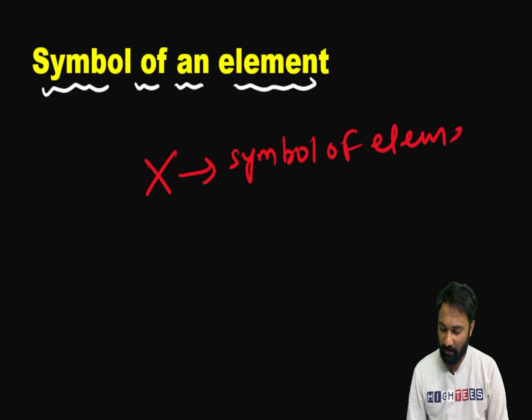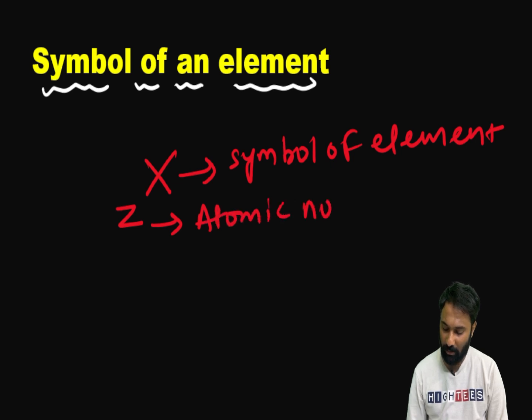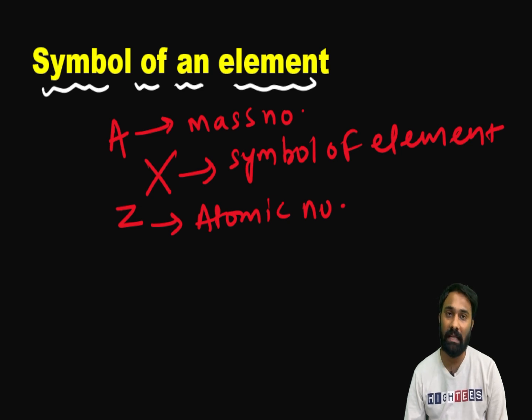Symbol of the element. Clear? Here they will give you Z. What does this Z represent? This is the atomic number of that element. And they will give you A here. What does this A represent? This is the mass number of that atom, or the mass number of that element.